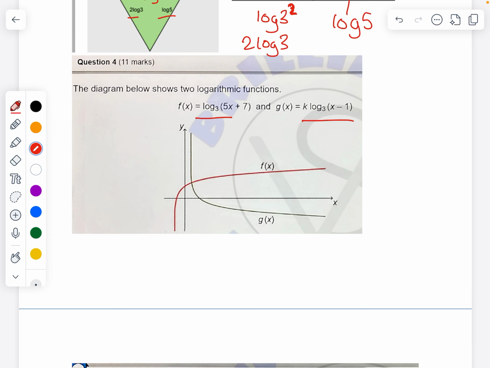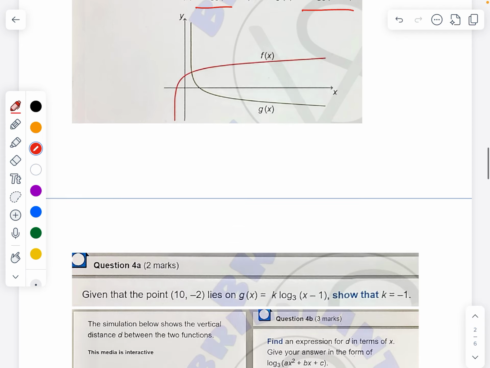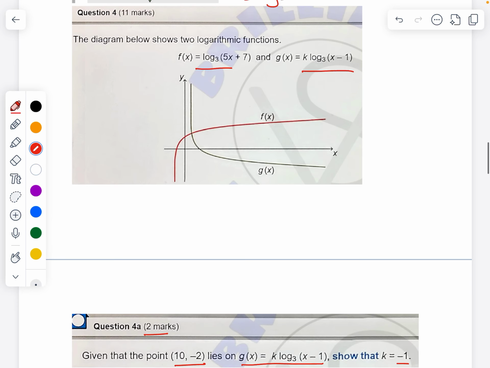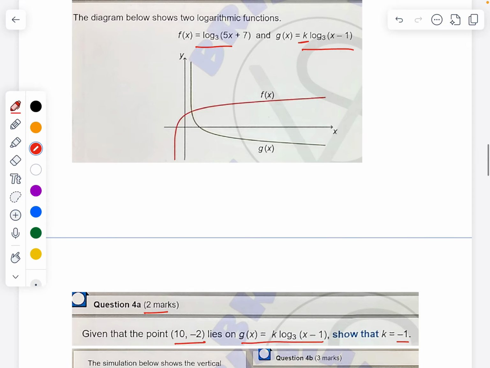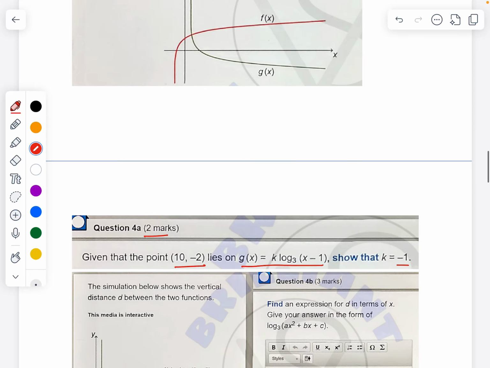Right, the next question gave us some functions and they both have logs in, so the log functions. So we go down to the first question, which is here for 2 marks. It gave us a point and it wants me to show that in the function g, k is -1, okay? So it wants me to show this is -1. All we have to do for this question is substitution. So I'm going to substitute my x and my y in.